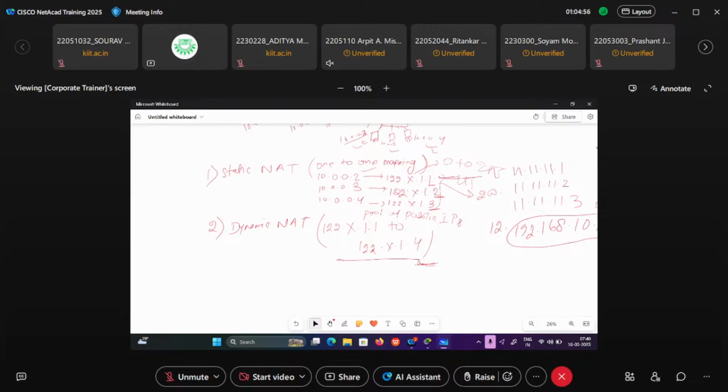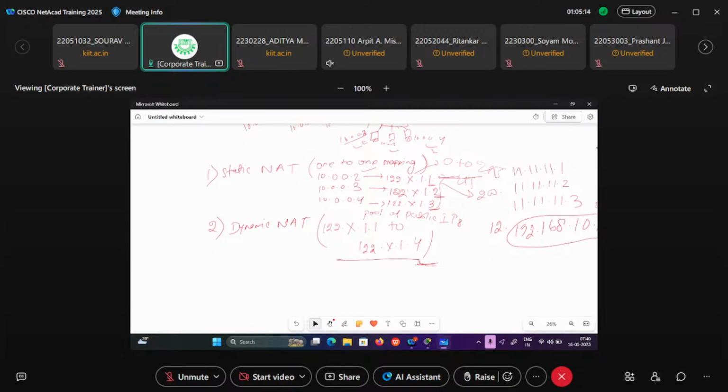That PC will access. Again, one of the PCs will get disconnected, then the sixth one will also get access. The process happens like that over the internet. Until we get a public IP, you will be waiting. That is the concept of dynamic NAT. That's why we create a large pool.